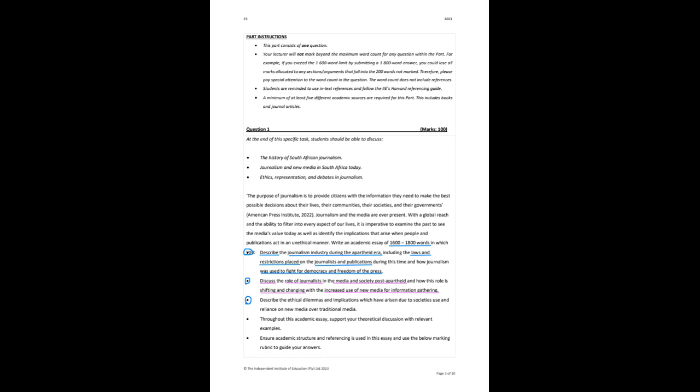Okay. So let's have a look at the last point. Again, you are going to be describing the ethical dilemmas and implications which have arisen due to society's use and reliance on new media over traditional media. Okay, so there's going to be possibly a few little overlaps between this point and the earlier one, okay?